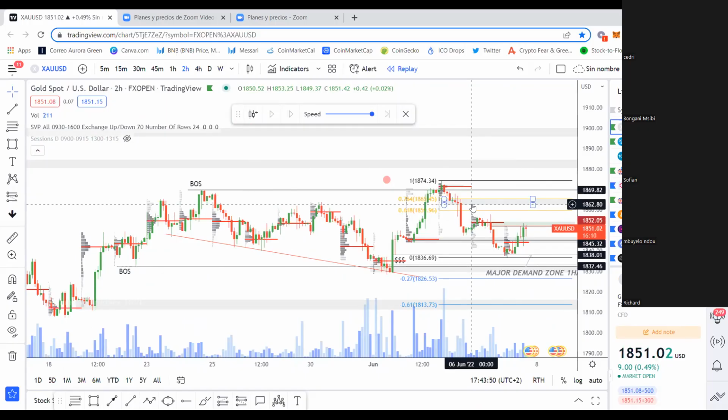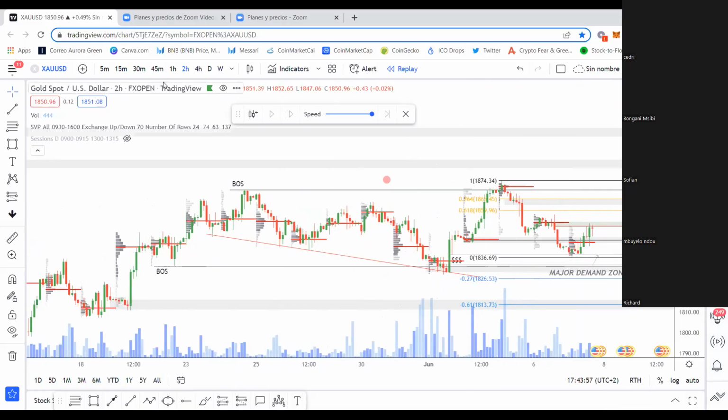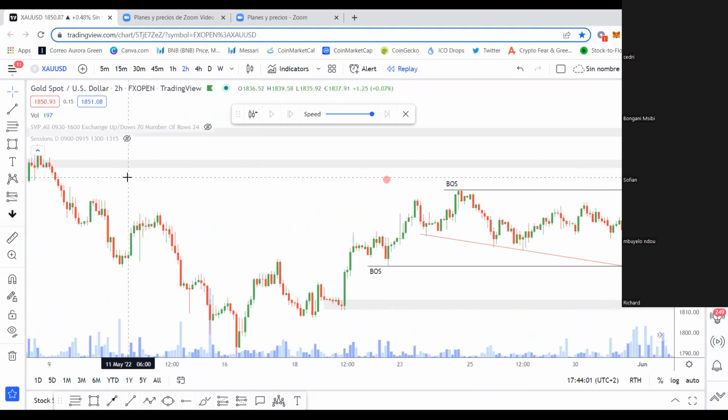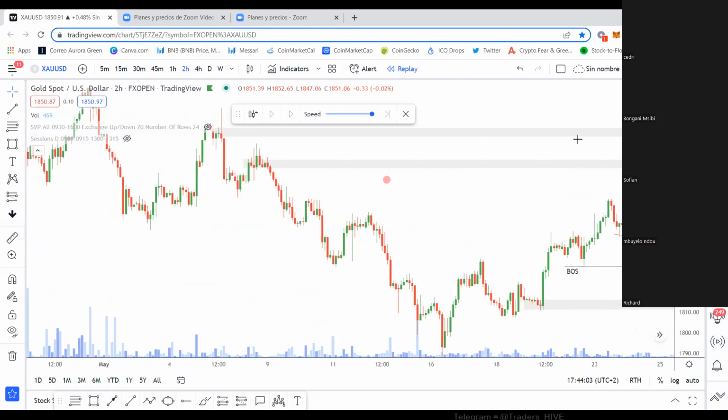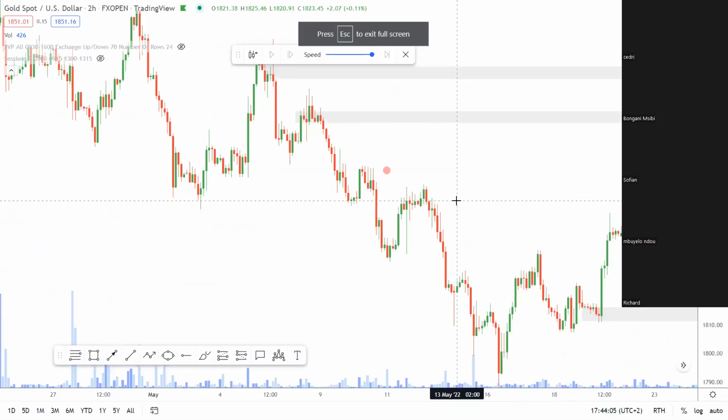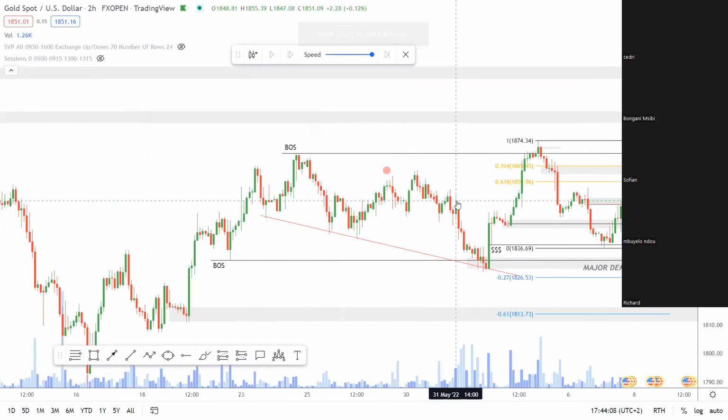Hold on. Okay, so volume as a confluence. Volume is a good way to understand supply and demand areas. For example, let's see if this has been respected, not yet.